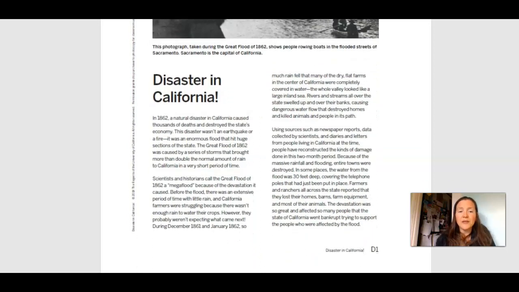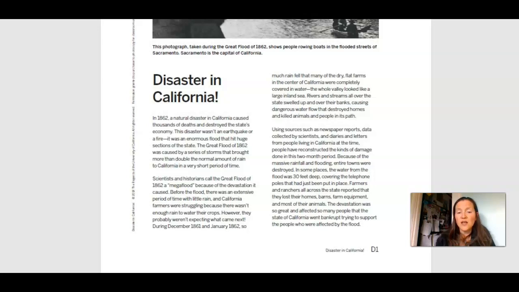Disaster in California. In 1862, a natural disaster in California caused thousands of deaths and destroyed the state's economy. This disaster wasn't an earthquake or a fire, it was an enormous flood that hit huge sections of the state. The Great Flood of 1862 was caused by a series of storms that brought more than double the normal amount of rain to California in a very short period of time. Scientists and historians call the Great Flood of 1862 a megaflood because of the devastation it caused.